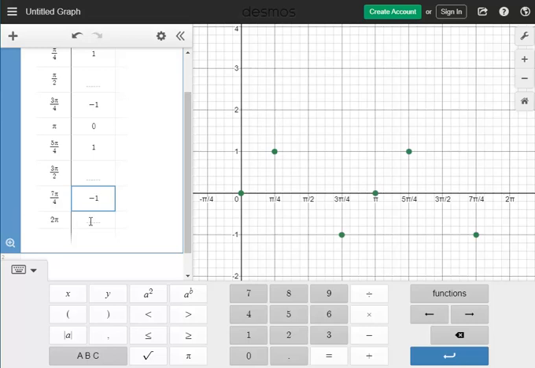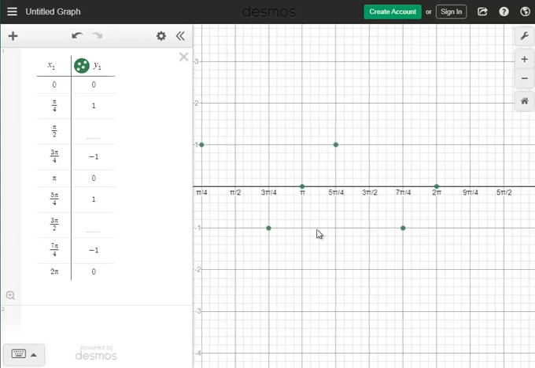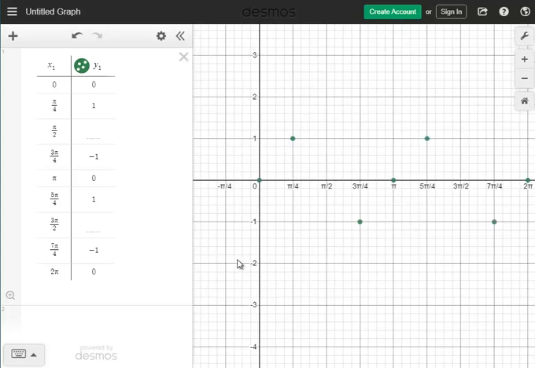Now, this definitely looks a little bit more disconnected. You can definitely see a pattern going on. It's 0, 1, skip, -1, 0, 1, skip, -1, 0. The next one is probably going to be a 1 here, and then a skip. So let's fill in tangent, and let's see what a tangent function looks like.